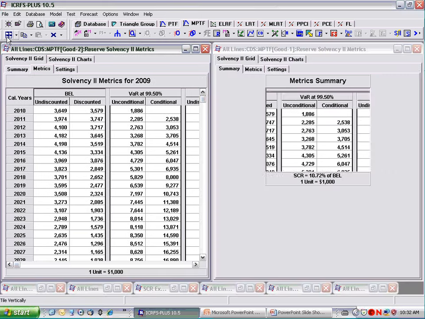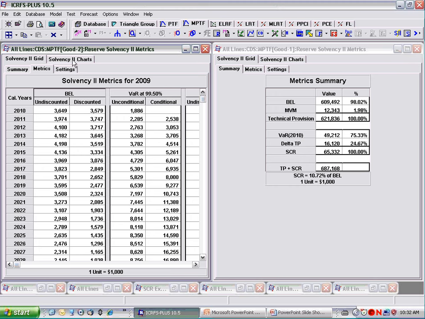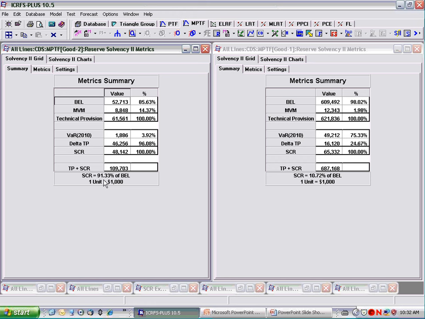Now let's look at the two again, where we also look at the aggregate. This is the aggregate picture. So let's look at the summary. For the aggregate, the SCR is around 10-11% of the BEL, whereas for the one line of business, LOB4, it's 91% of the BEL. For the line of business LOB4, the VAR for 2010 is 3.92% of the SCR. That's for LOB4, the most volatile line.